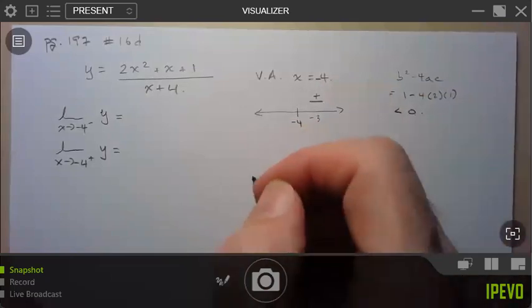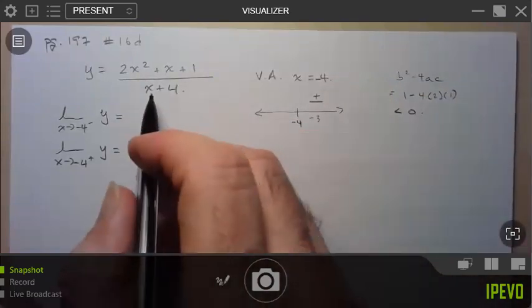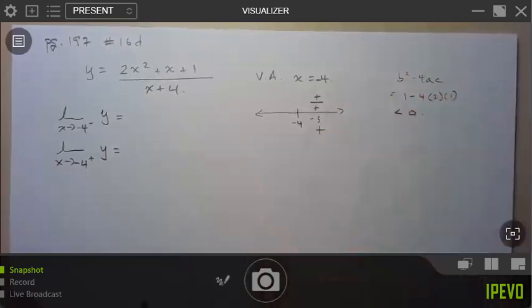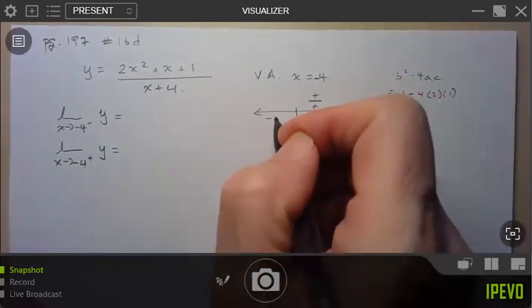Notice I didn't care what the actual result was. And in the denominator, -3 plus 4 is also positive. So we've got positive here. And now let's take -5.